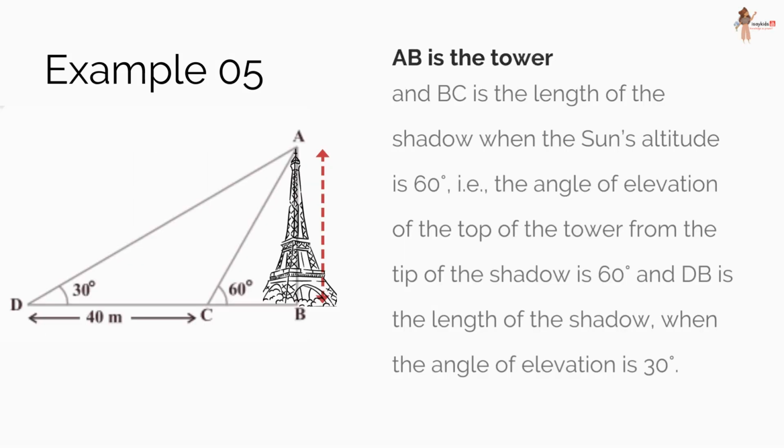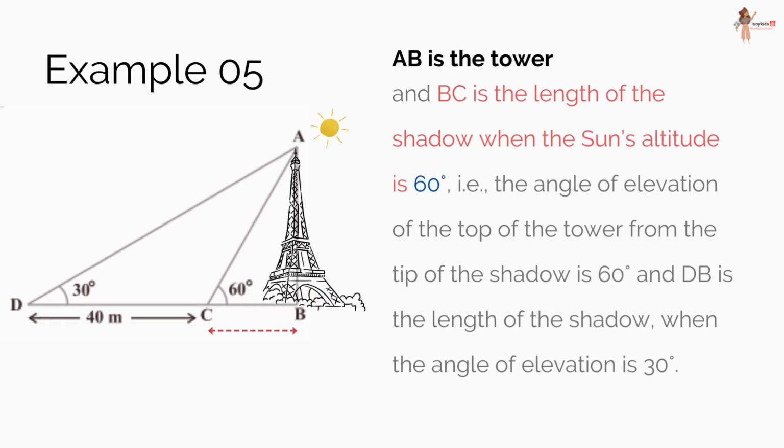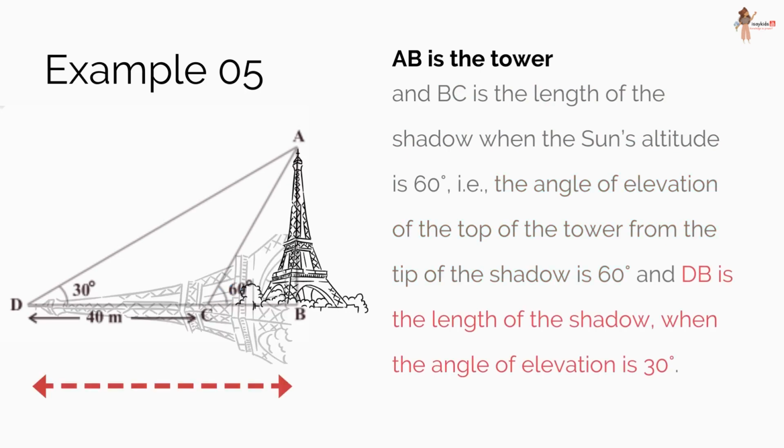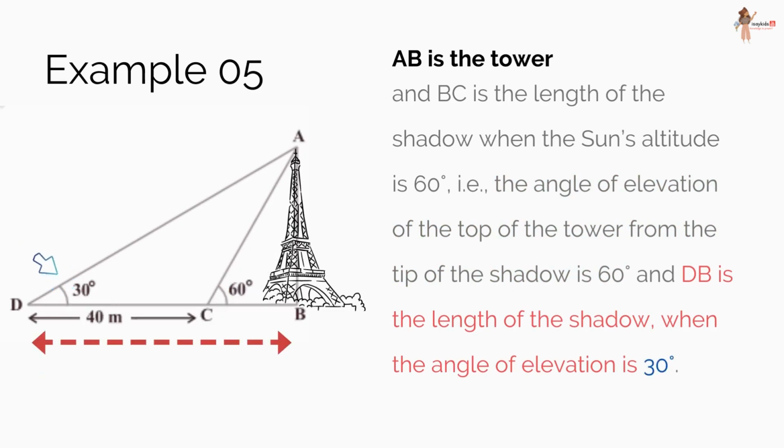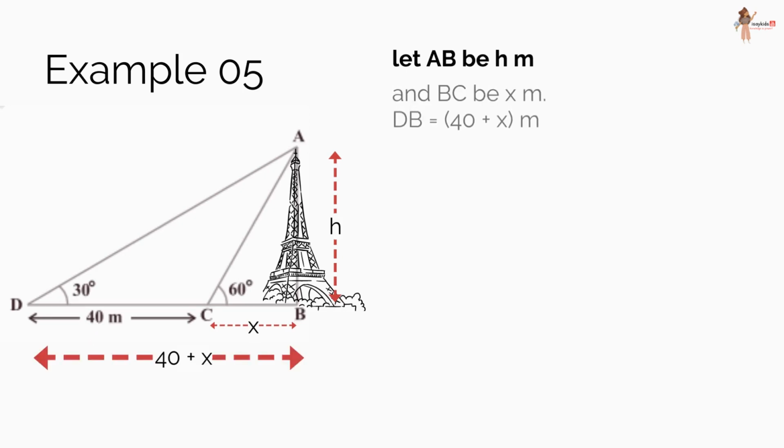Here AB is the tower and BC is the length of the shadow when the sun's altitude is 60 degree. That is, the angle of elevation of the top of the tower from the tip of the shadow is 60 degree and DB is the length of the shadow when the angle of elevation is 30 degree. Now, let AB be h meters and DB is 40-meter longer than BC. So, DB is equal to 40 plus x meter.